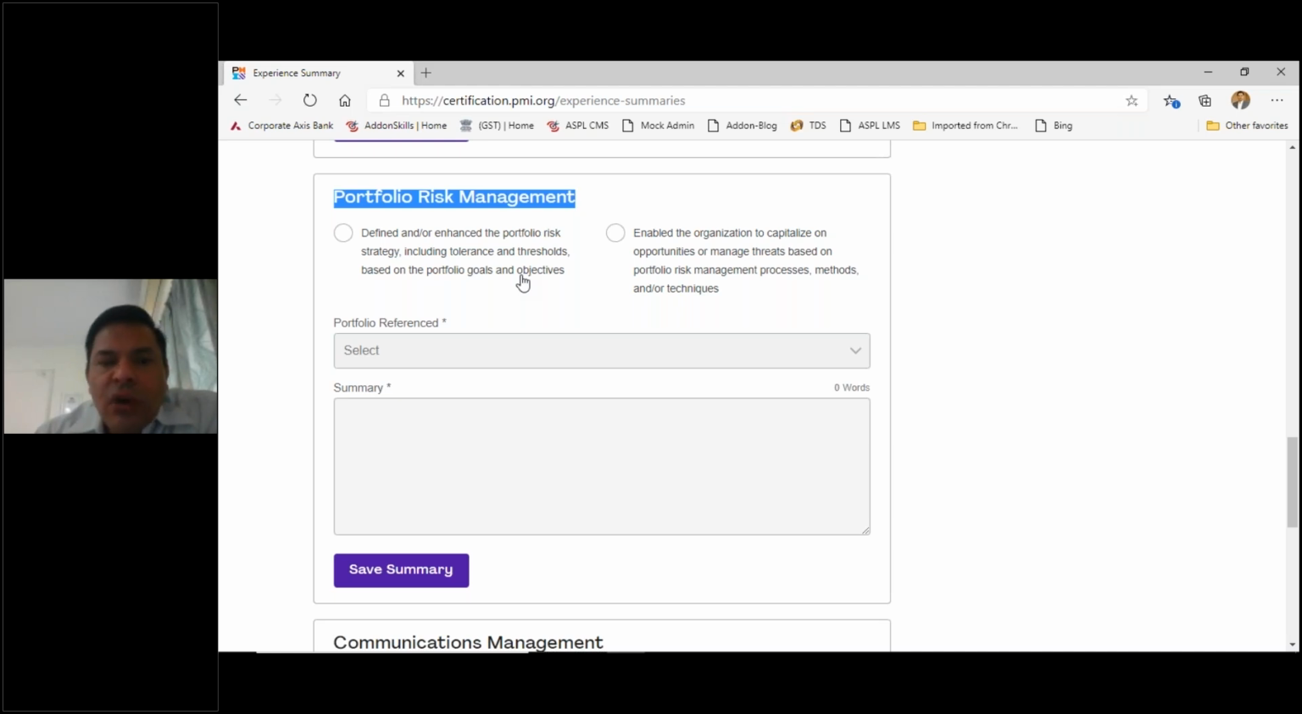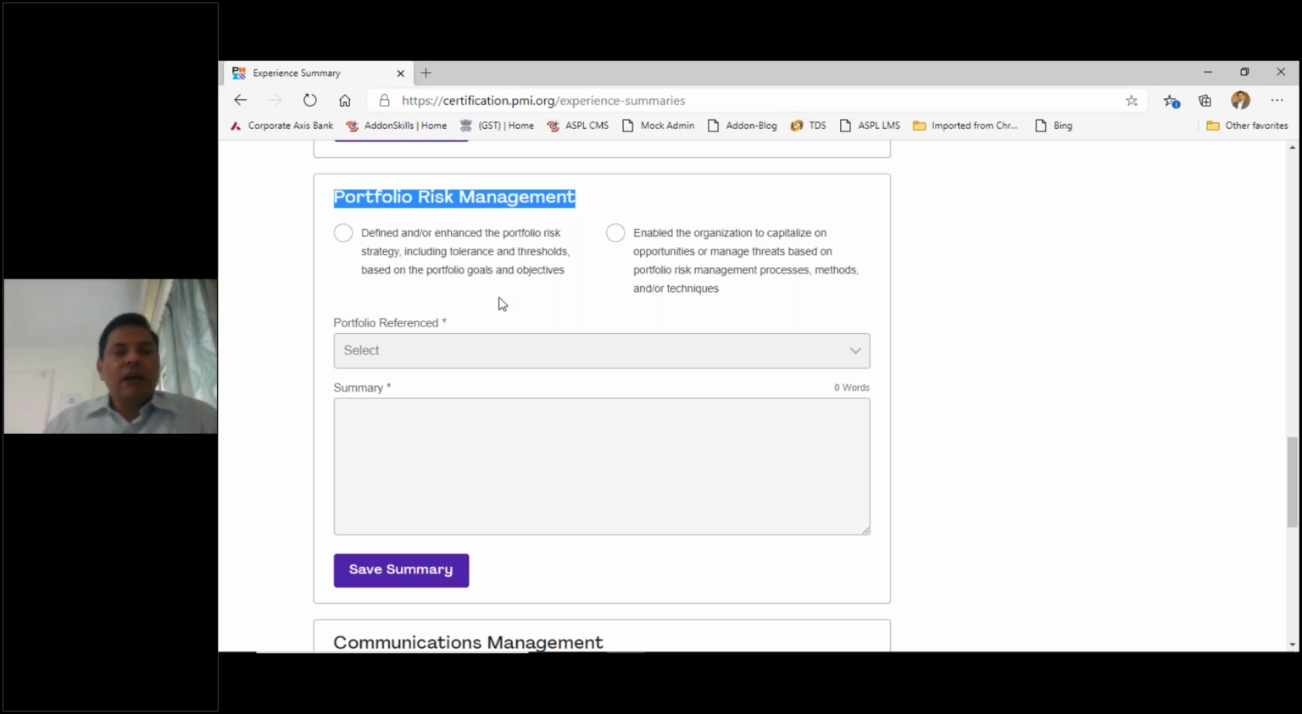The risk tolerance for all types of risk is not the same. Financial risk tolerance could be different. Technical risk tolerance could be different. So in this experience summary, we want to see your risk management framework. How did you define the risk strategy or risk model or risk framework, whatever you call it, along with risk tolerance, which will help you to achieve your portfolio goals and objectives?